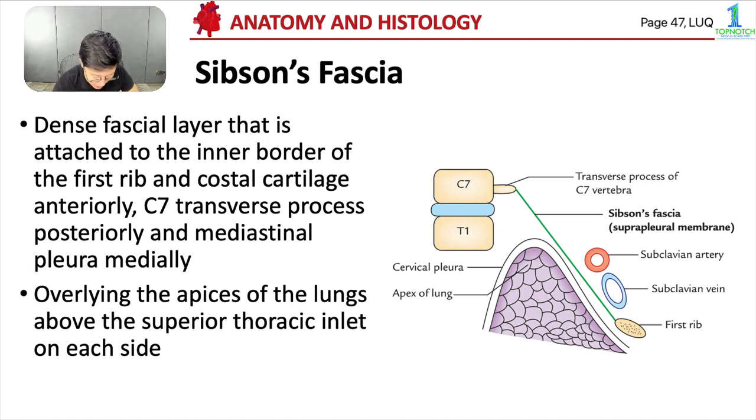An important fascia is the Sibson's fascia, which is a dense fascial layer that is attached to the inner border of the first rib and costal cartilage anteriorly, the C7 transverse process posteriorly, and the mediastinal pleura medially. It overlies the apices of the lungs above the superior thoracic inlet on each side.